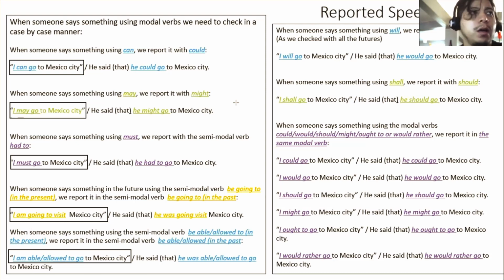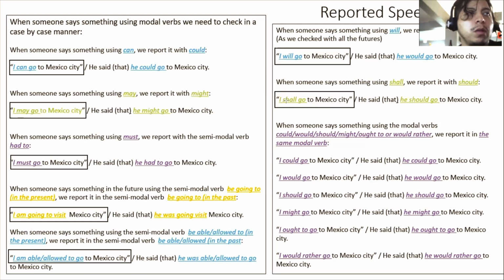Also, we have I will go to Mexico City. This is in the future. I will go. I shall go to Mexico City. This is a modal of obligation. We are using other modal verbs like I could go to Mexico City. Yeah, I would go to Mexico City. This is like a, what is the name of this? A conditional sentence. I will go, but something is conditioning me.